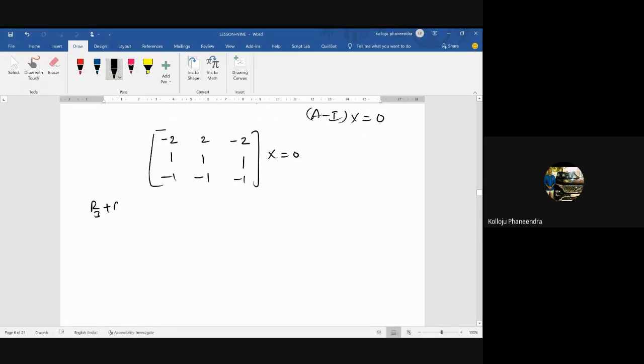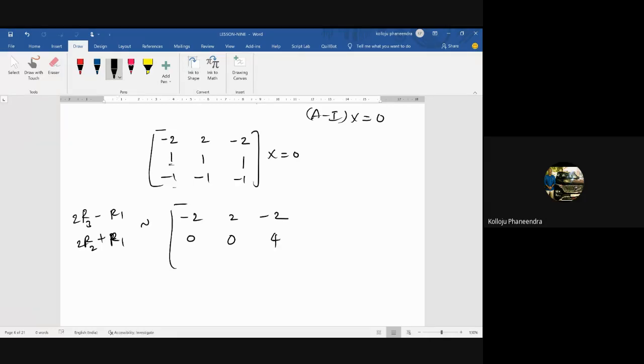So what is this one? R3 plus R2. That's enough. I think I have to convert these two to 0 now. Let me write. What is the operation? First one is R3 minus 2R1. Next one, R2 plus 2R2, sorry, 2R3 minus 2R1. So what is this? Minus 2, 2, minus 2, and this becomes 0. 2 minus 2, 0. This is 2. 2 minus of minus 2, this is 4.